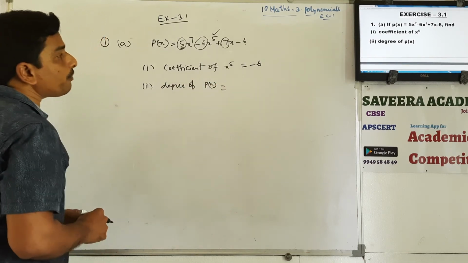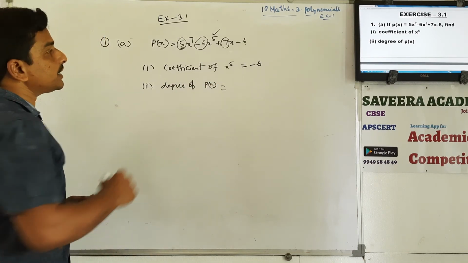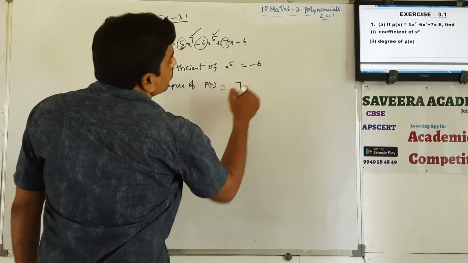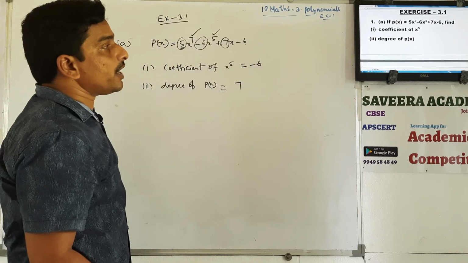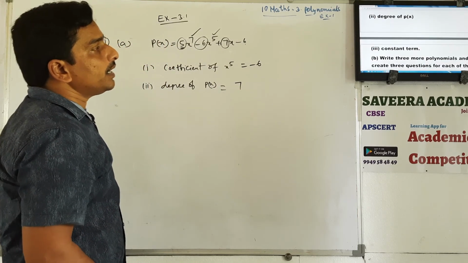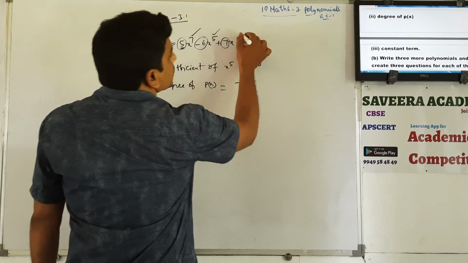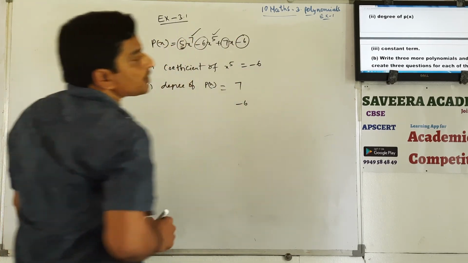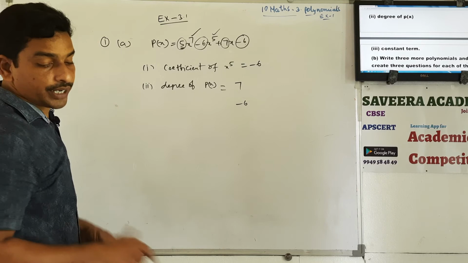What is the degree of p of x? Degree means the highest power you have to consider. Here 7 is the highest power. So the degree of p of x is equal to 7. Next, the constant term is minus 6. Okay.